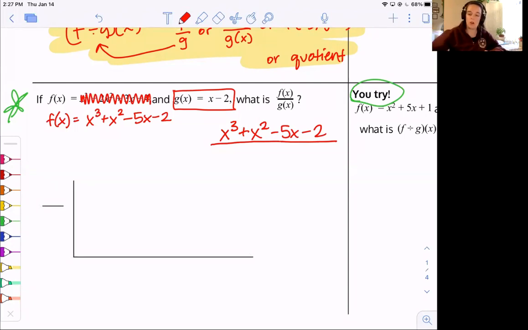Cool. Okay. So we have f of x here, and then we have g of x, which is x minus 2. So we have f of x divided by g of x. There are two things that we have to do to set up this problem. The first part is to put a number right here, and then we are going to draw this upside down division bar.